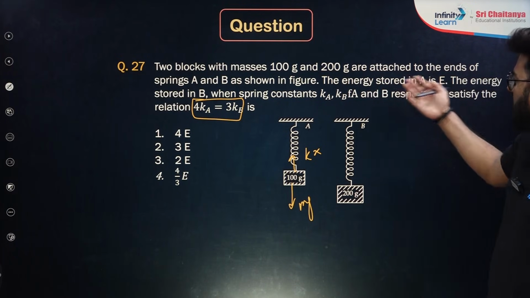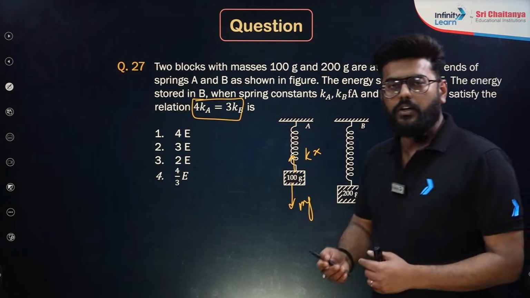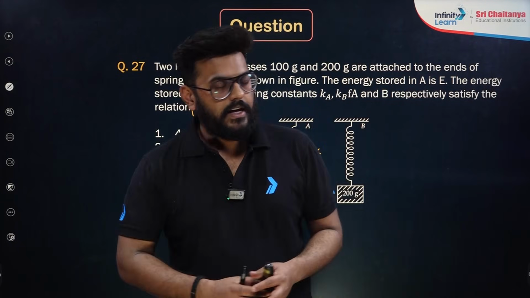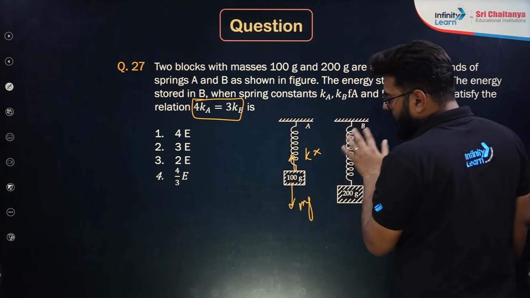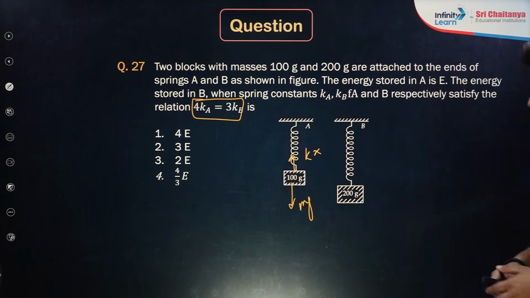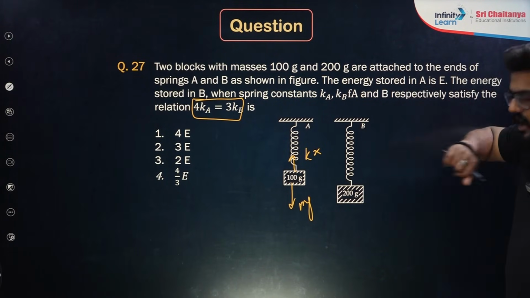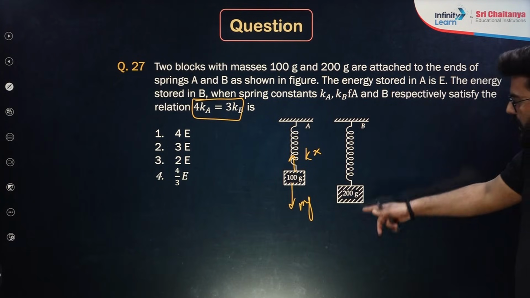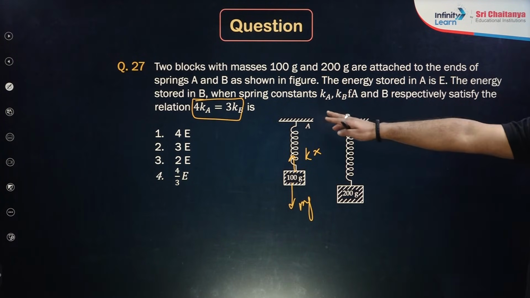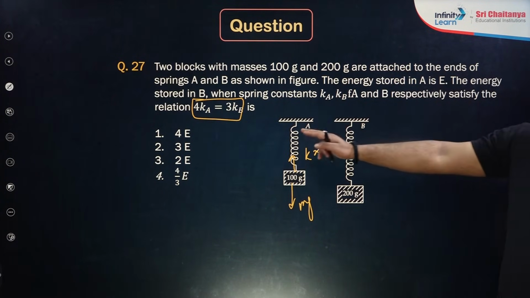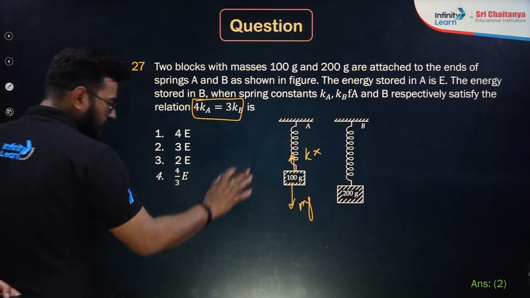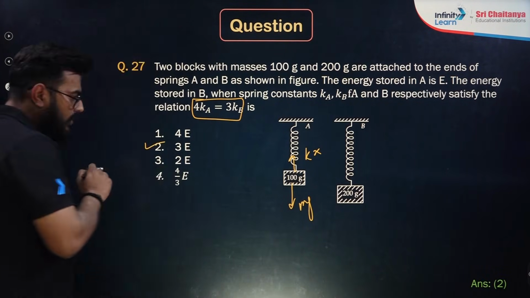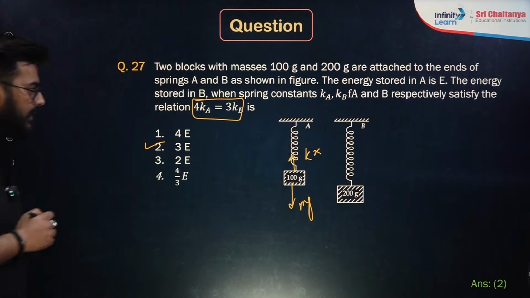Now, when they're talking about the energy stored in A, they are obviously talking about the spring potential energy, right? So the spring potential energy, you will have to calculate half kx square based on whatever is the value of x. Similarly, you will have to calculate half kx square, whatever is the value of x, by equating with mg. And then the Ka and Kb relation is given. So based on that, you will have to equate between the energies also. The answer of this, using the same analysis, will turn out to be option number 2, which is 3, okay?